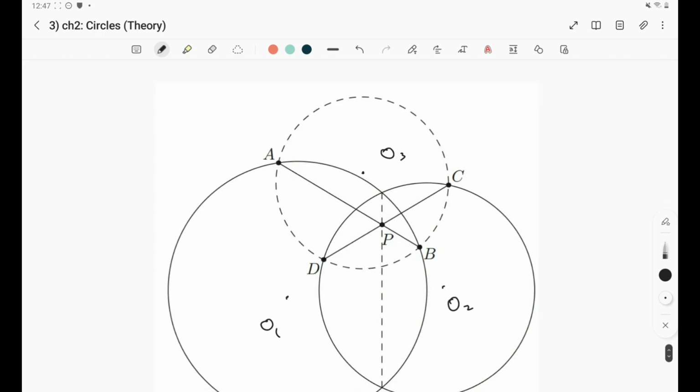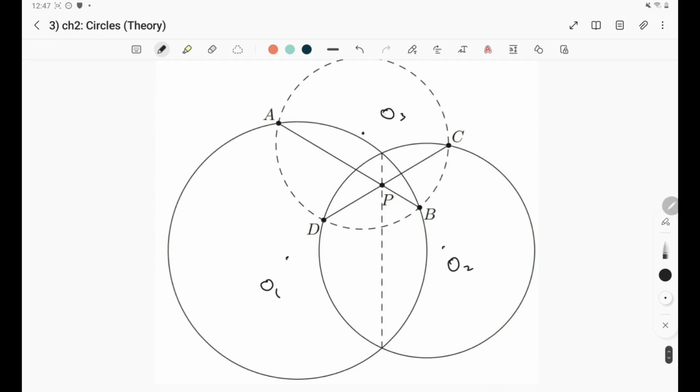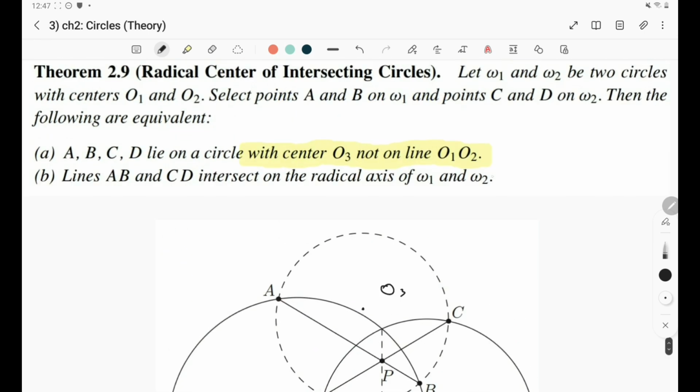Here, since we do have a radical center, that's P, then that automatically means O3 doesn't lie on line O1, O2. And hence, yes, we can actually go from statement B to statement A correctly. But now, how can we go from statement A to statement B?